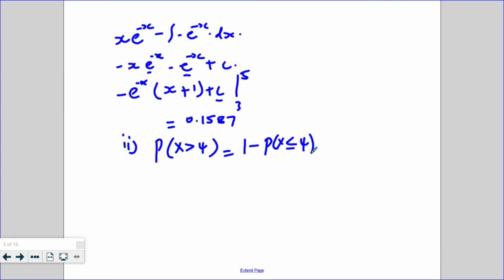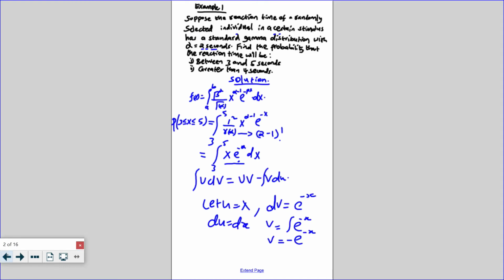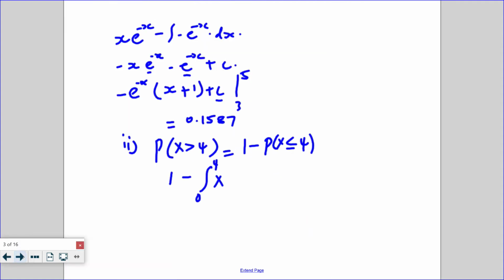Then it is simply 1 minus the integral from 0 to 4 of x exponential negative x dx. We just take this part because the other part, even though we solve it, will just give us 1. Let us integrate that using the same method that we used, so there's no need of repeating, just follow the process and we'll be able to obtain this one.